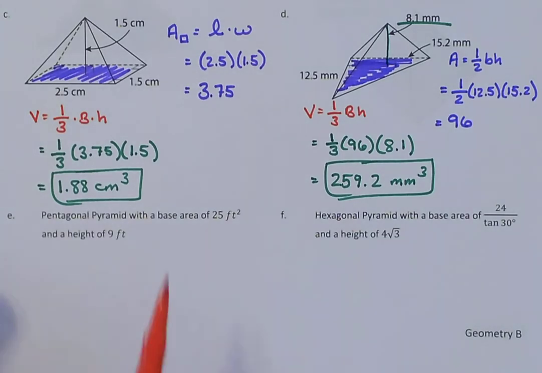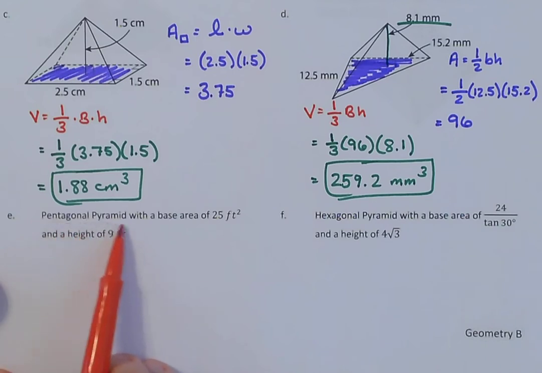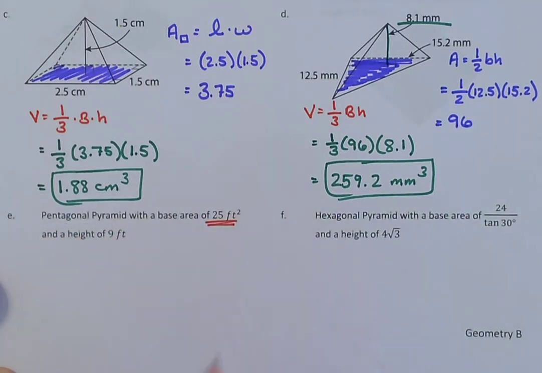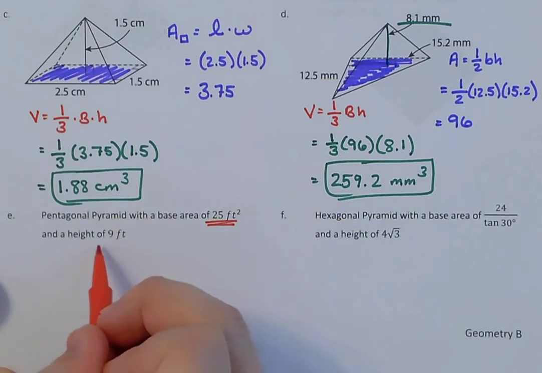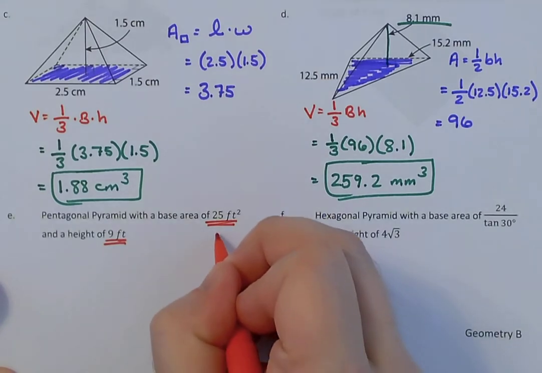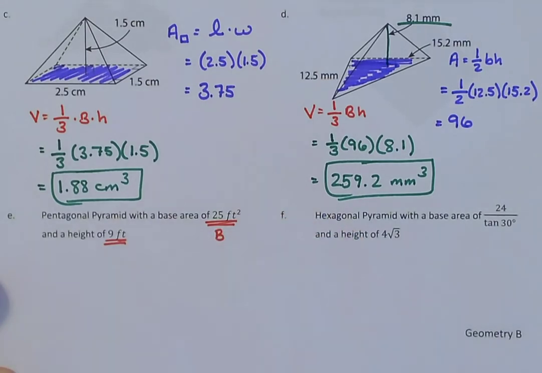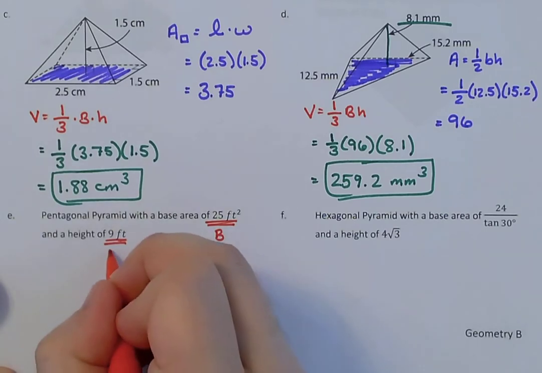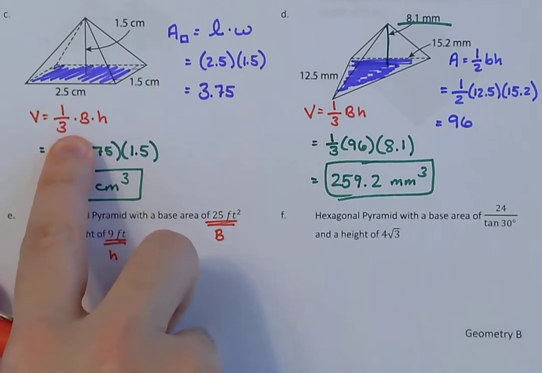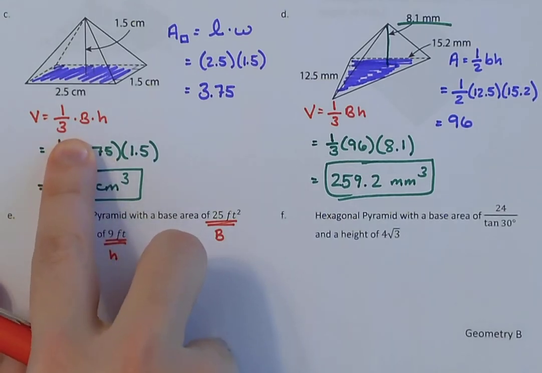So for E, they tell us a pentagonal pyramid with a base area of 25 feet squared and a height of 9 feet. So what they have done in this description is told us the area of the base and the height of the pyramid. The two things I need to know to plug into our volume formula.